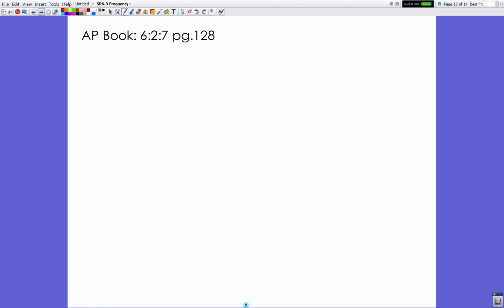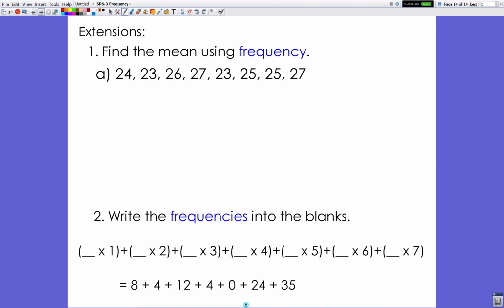Now you're ready for the AP book. When you've finished the AP book and you've checked your answers, feel free to come back to this video and try the extension problems. Here are the extension problems for this lesson. Go ahead and pause the video here so you can attempt them. When you're ready, play the video and we'll go over the answers together.